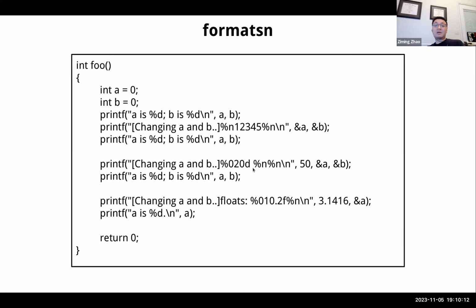So to the first %n, we already printed out 41 bytes. So a's value will be changed to 41. The second %n, between them, we didn't print out anything. So b will also be changed to 41, right? So both a and b after this should be 41 if my calculation is correct.